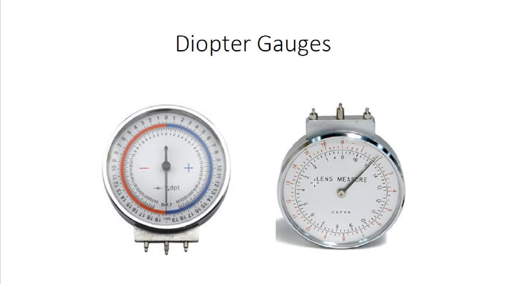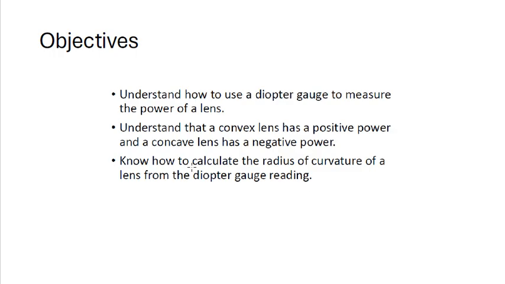Then we'll get into diopter gauges, okay, which looks a little bit the same as your dial gauge, but when you carefully look at it, they are different, yeah? Alright, so we need to know what a diopter gauge is, and we need to know what we use it to measure. Okay, we usually use this to measure the power of a lens. And then we have to understand that a convex lens has a positive power and a concave lens has a negative power, just like in spherometer reading, yeah? And then we have to know how to calculate the radius of curvature of a lens from the diopter gauge reading, okay? So these are the things that we're going to do in this lesson.